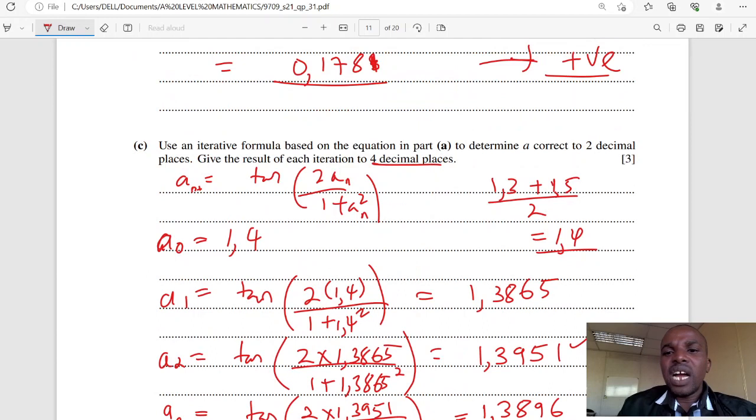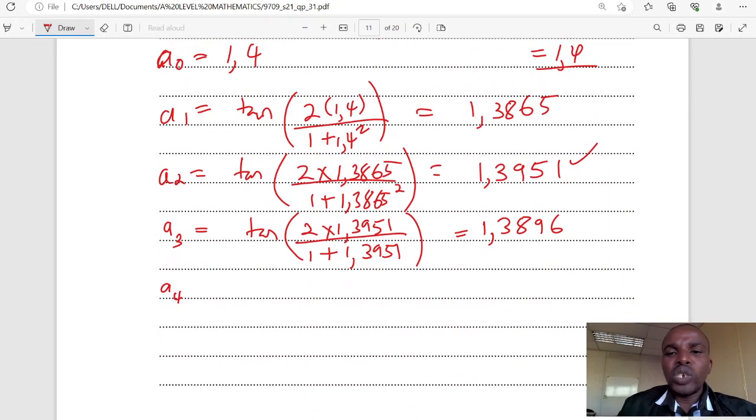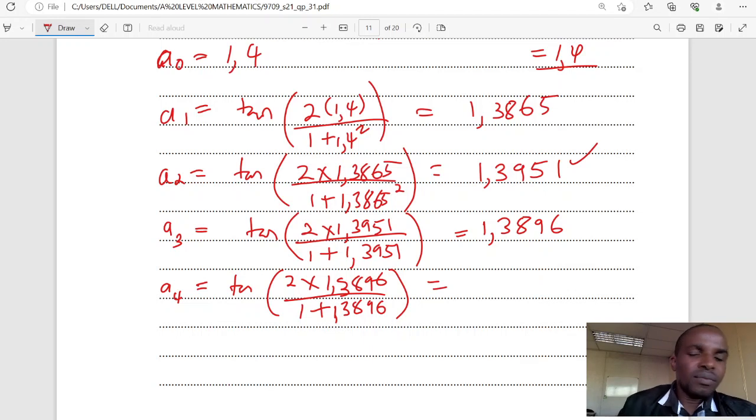Then your a4, what are they saying here? They said to determine a correct to 2 decimal places. So 2 decimal places now is 1.39, then 1.39, then 1.39. Let's check. It will be tan of 2 times 1.3896 over 1 plus 1.3896 squared. Then what we get here?